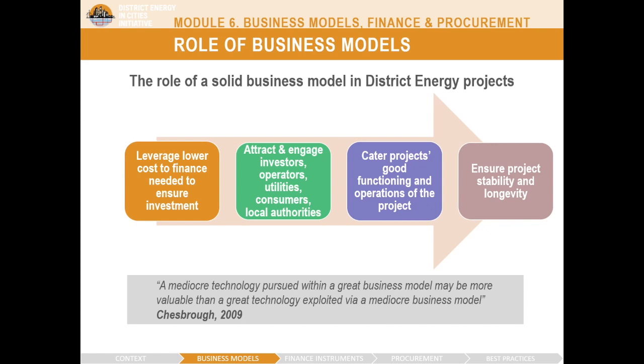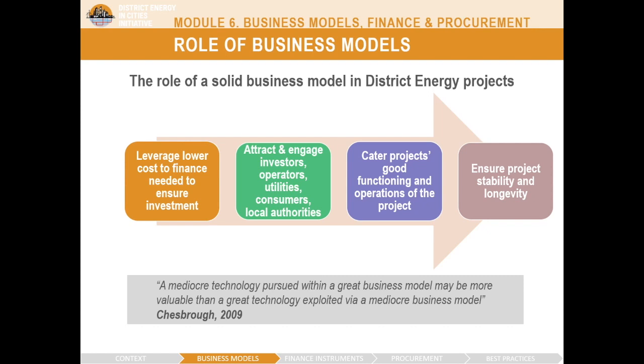And in all of these cases, robust business models, including steady financial structures along with demonstration projects, will be critical to attract and engage stakeholders such as investors, owners, operators, utilities, suppliers, end customers, and local authorities, leveraging lower cost to finance needed to ensure the investment. A robust business model will also cater good functioning and operation of the project, which in turn ensures the project's stability and longevity.